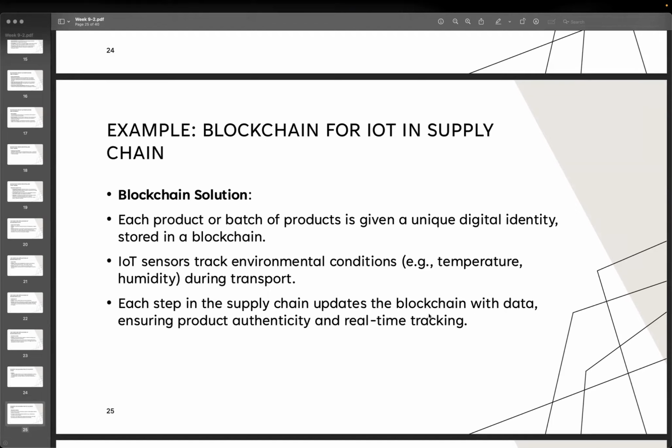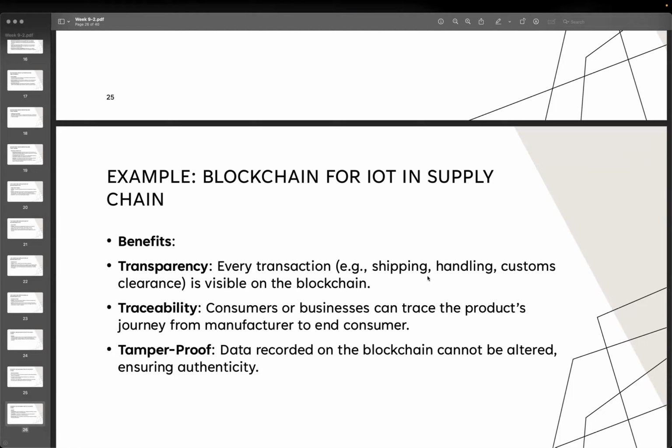So we can bring some benefits, including high transparency. Each transaction, including the shipping, handling, or customs clearance, will be visible on the blockchain. So the user, courier, or other parties involved can check it. And traceability, because consumers, especially businesses, can trace the product journey from the manufacturer to the end user.